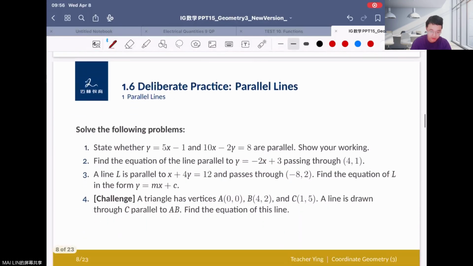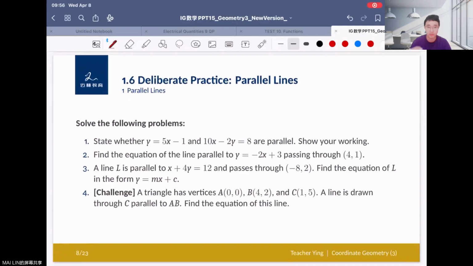Okay, so here is some deliberate practice. If you want to do it yourself, you can just pause the video and try to do this. And if you want to just follow with me, you can keep on going, okay?